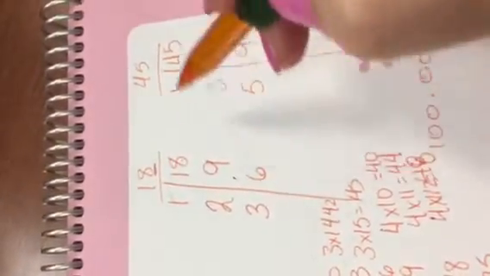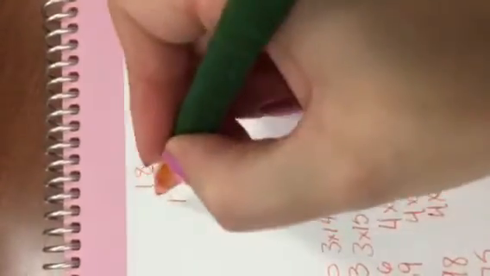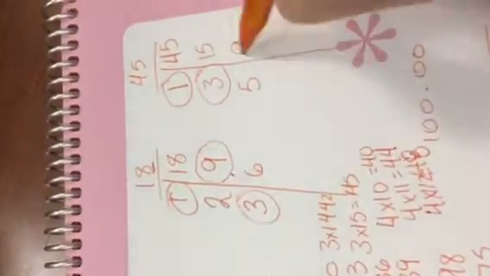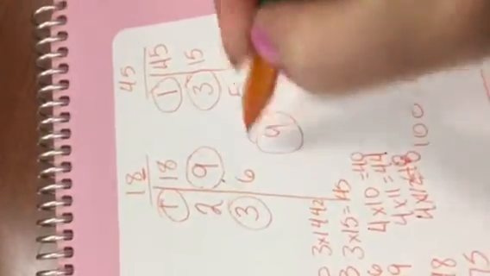Now I'm looking to see what they have in common. 1 and 1. 2, nope. 3 and 3. 9 and 9. So my GCF is 9.